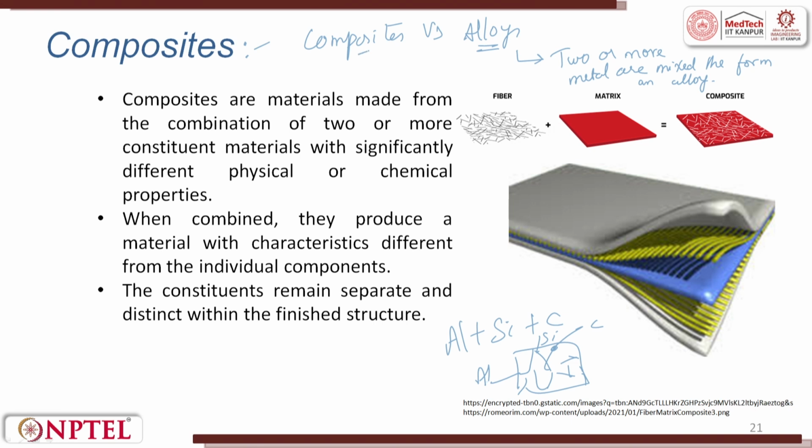But whereas in composites, wherein again two or more materials are mixed together, they can be clearly distinct after the formation. You take a concrete column, you can see concrete, you can see reinforcement. This is a composite wherein when you take a cross section, steel is clearly seen, concrete is clearly seen. That is a composite.